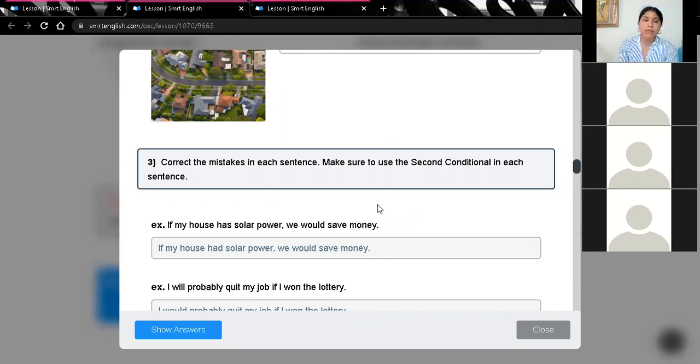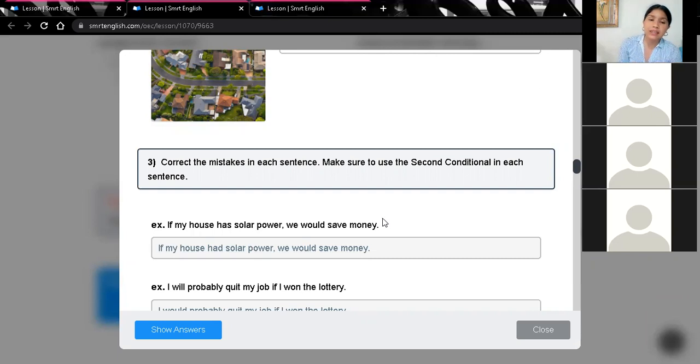For example, here we have it, here it has a mistake, right? What do we have to do? We are going to identify the mistakes in each clause. Remember that I have an if clause and a result clause. So the if clause has to be with the past tense, and the result clause has to be with would or could and the base form of the verb.